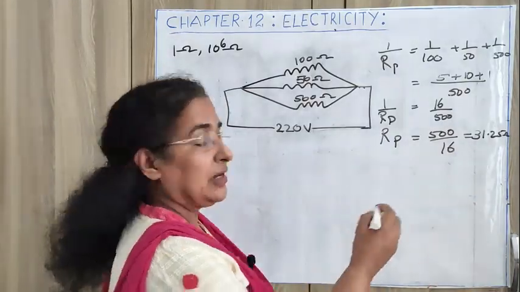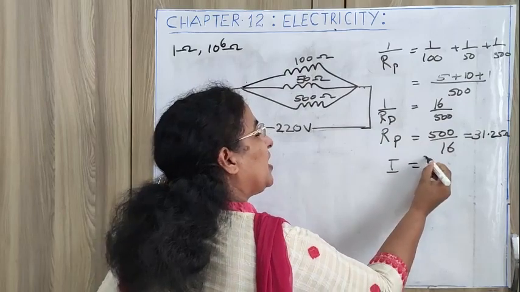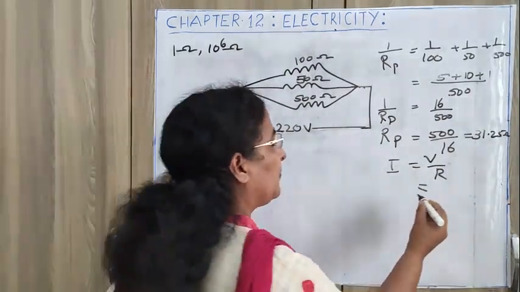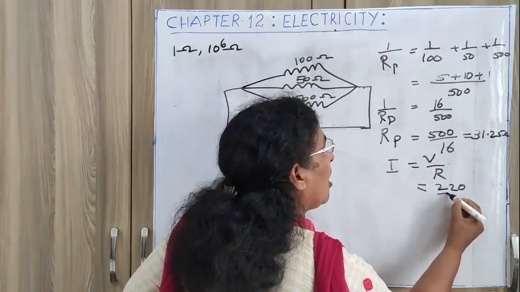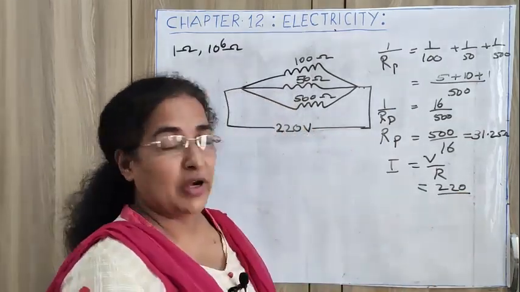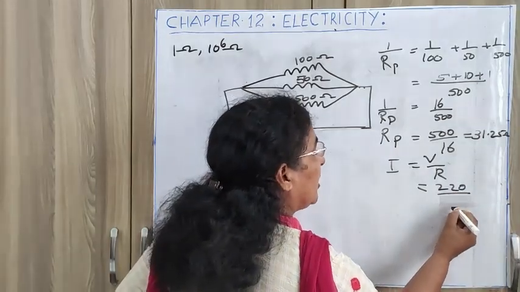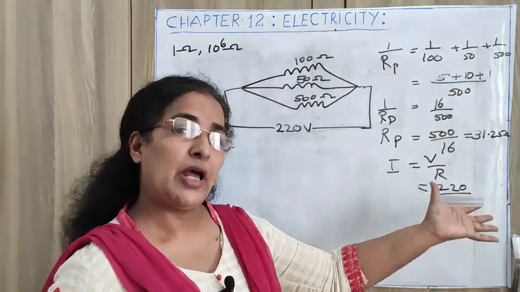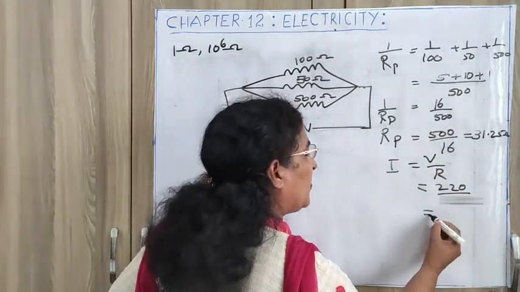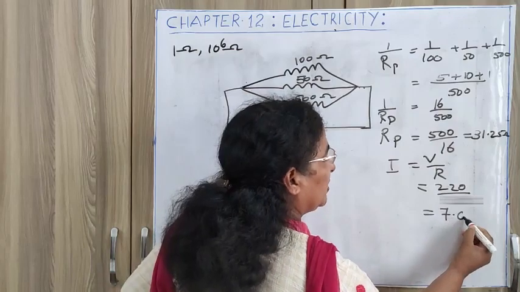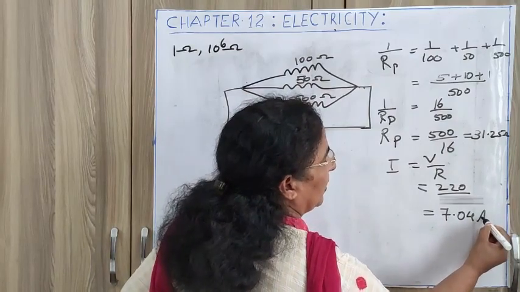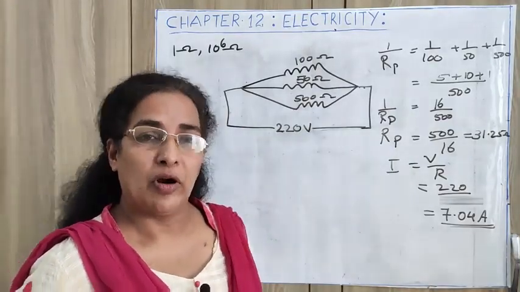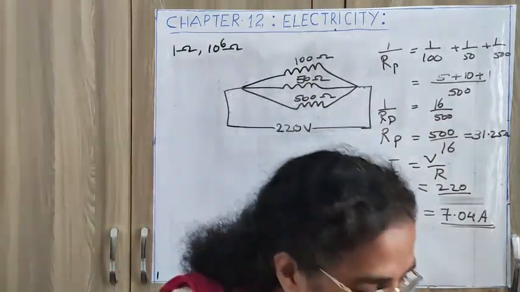What is the formula for current? I is equal to V upon R. What is my V? V is equal to 220 volt. That is 220 upon R. What is my R? That is 31.25. I don't have time to calculate all here. That all you can do at home. The answer will be coming as somewhat 7.04 ampere. This will be the current. I think you got it. If you have any more doubt, you ask me. Okay.